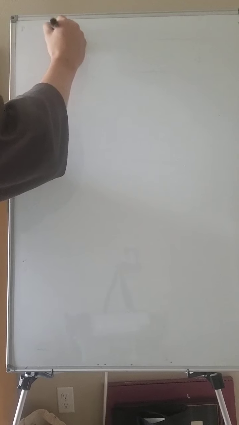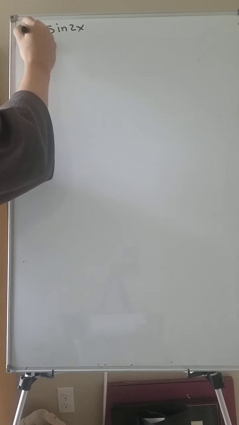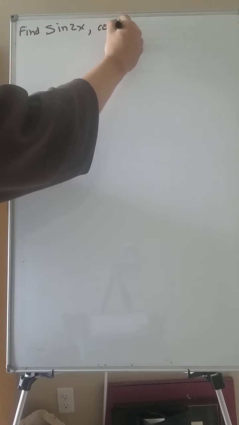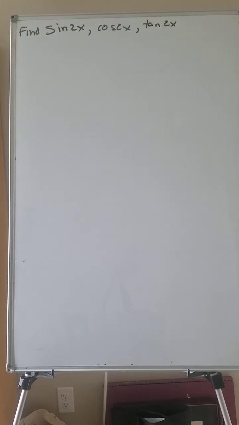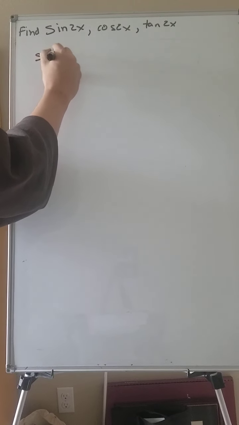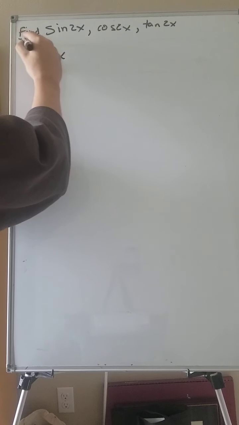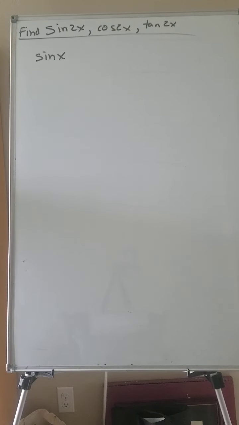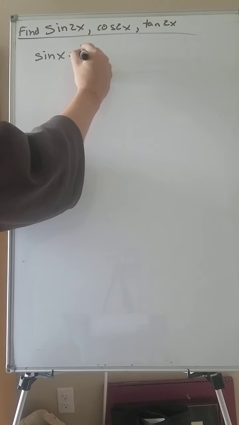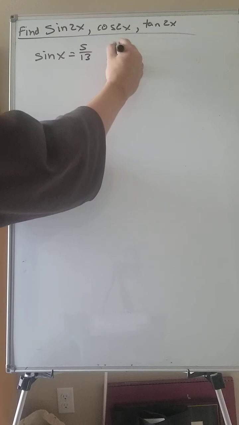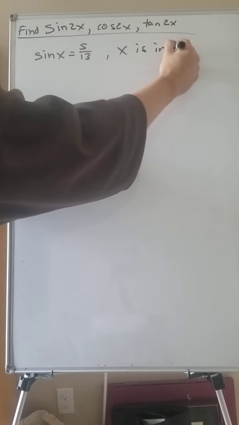Okay, so I'm going to look at some problems to practice this. So we want to find sine of 2x, cosine of 2x, and tangent of 2x. And what they're going to do is give me some information. So these are the instructions for all of the problems we're going to cover today. And then they're going to give you some information. So in this case, sine of x equals 5 over 13, and they tell me that x is in quadrant 1.